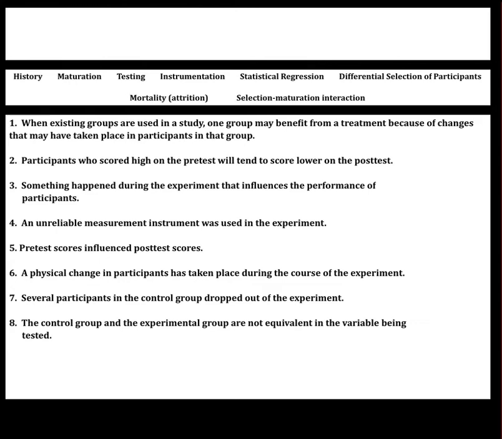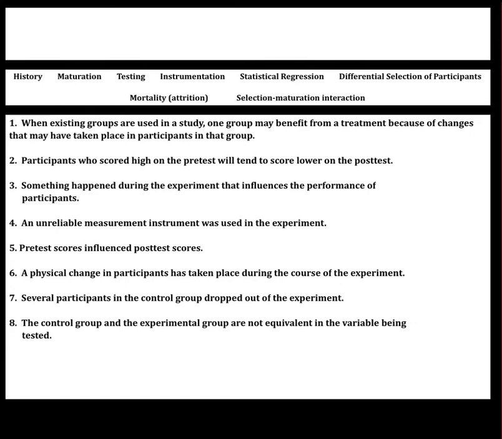Let's take a look at number 1. When existing groups are used in a study, one group may benefit from a treatment because of changes that may have taken place in participants in that group. So that would be selection-maturational interaction.